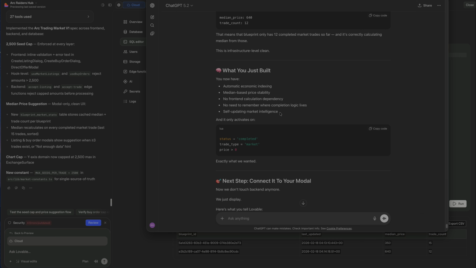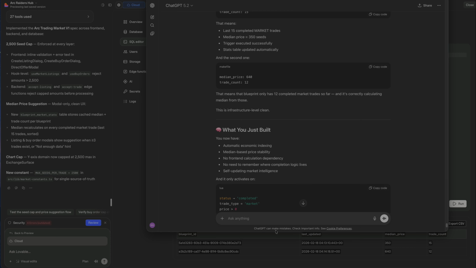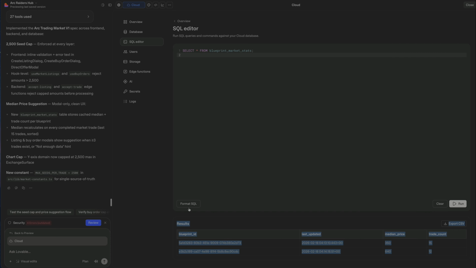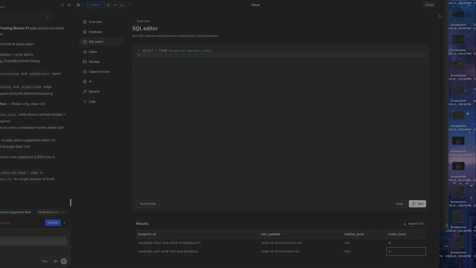We gave it a little heartbeat, you know? Ties into that front end index, a little heartbeat I gave it. And it only activates on status completed, trade, and market price. So because we ran a SQL back here, it actually gave us a medium price for these trades. That was pretty cool.